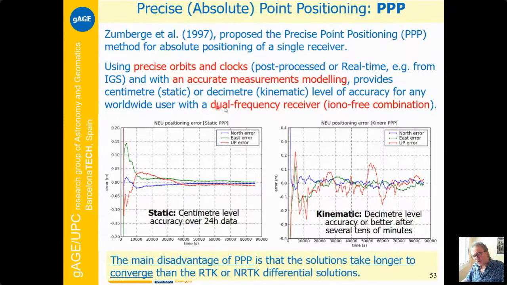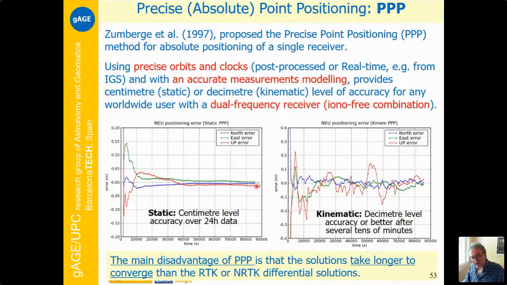And we need a dual frequency receiver in order to remove the ionospheric error. The ionospheric error is the error component more difficult to model, but the good news is that the ionospheric error depends on the frequency of the signal, and using signals in two different frequencies, it is possible to remove 99.9% of the ionospheric error using the iono-free combination. Okay, then accurate modeling and dual frequency measurements.